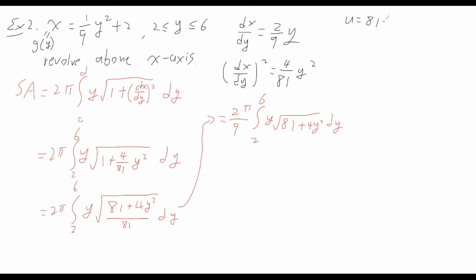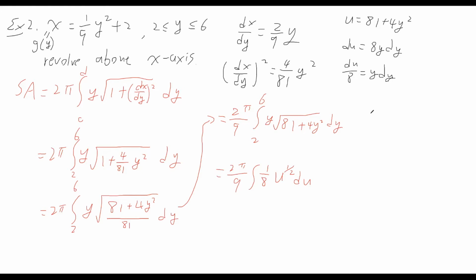u is 81 plus 4y squared. du will be 8y dy, and then du over 8 will be y dy. Okay, so same thing as the previous one, right? Let's see, 2 pi over 9, and then the bounds, of course. y dy is du over 8, so we have 1/8 here, du, and then the inside is still u to the power of 1/2.